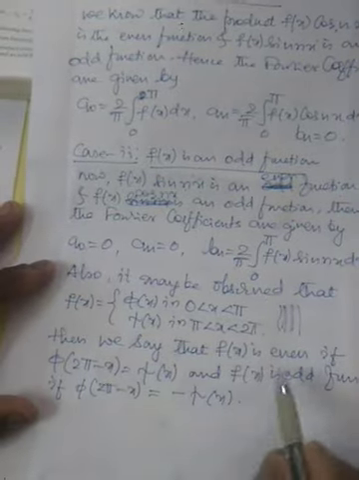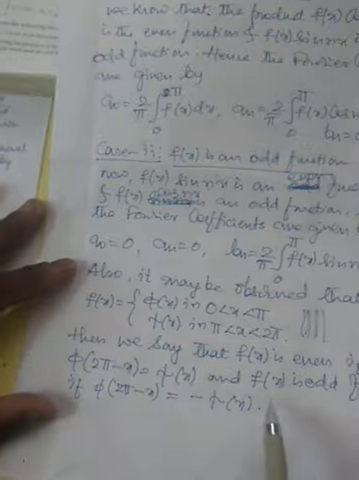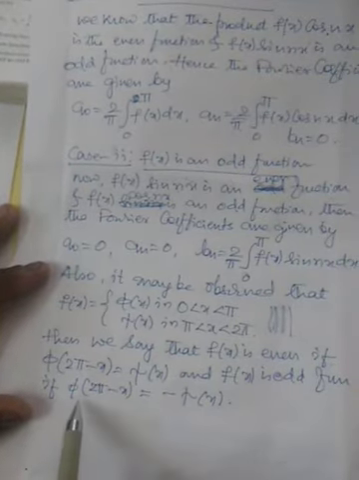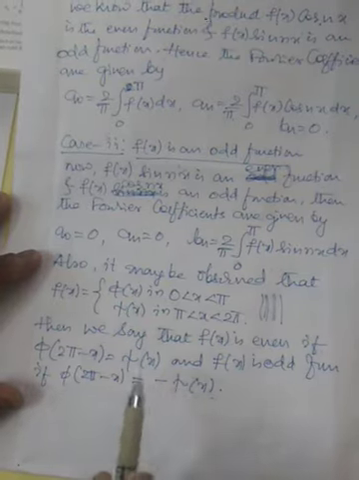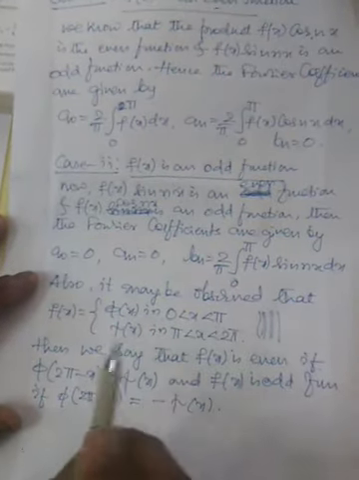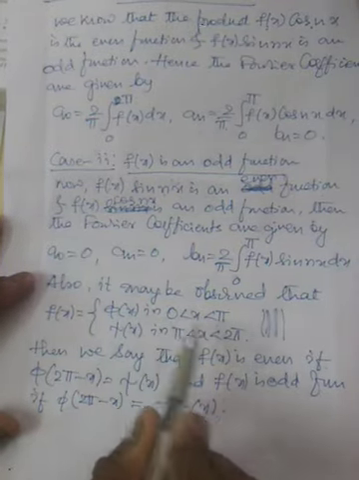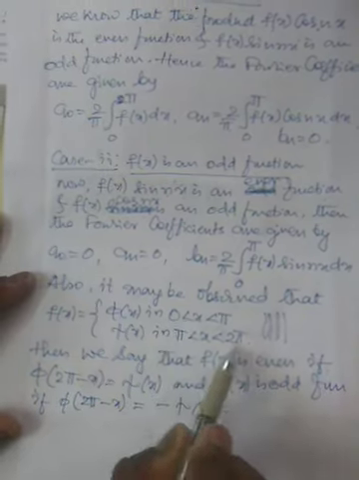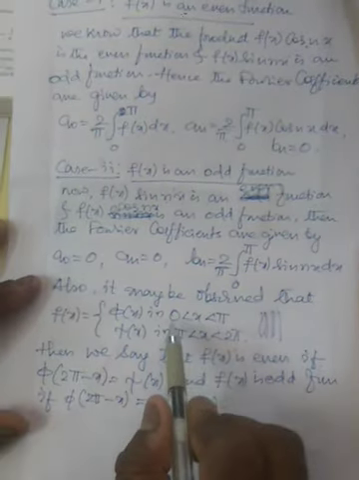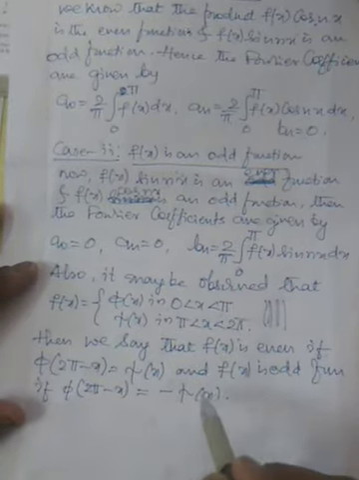Then we say that f of x is an even function if phi of 2 pi minus x equals psi of x, and f of x is an odd function if phi of 2 pi minus x equals minus psi of x. Observe that here phi of x is the first function, psi of x is the second function, and the ultimate interval will be 0 to 2 pi. We are dividing the interval 0 to 2 pi into two sub-intervals. One is between 0 to pi, another is between pi to 2 pi.